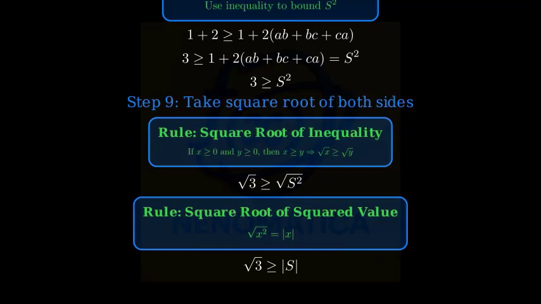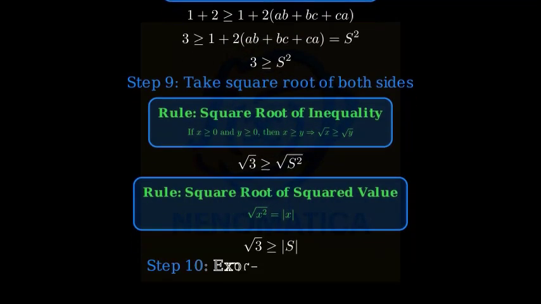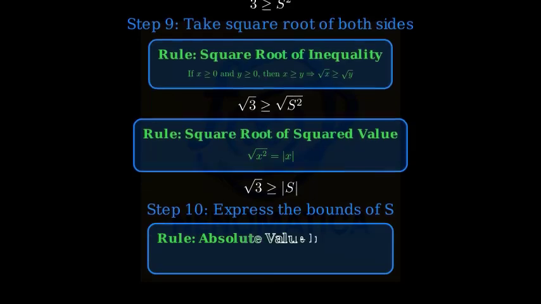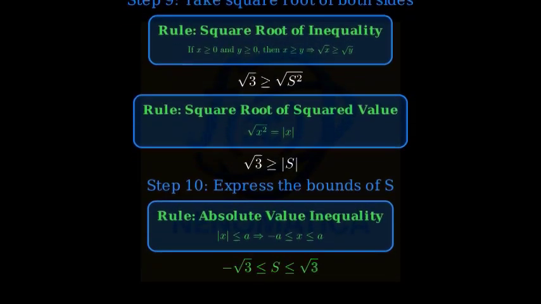Finally, we can express the bounds of S by rewriting the absolute value inequality. Since the absolute value of S is less than or equal to the square root of 3, we have negative square root of 3 is less than or equal to S, which is less than or equal to the square root of 3. Let's look at the example.